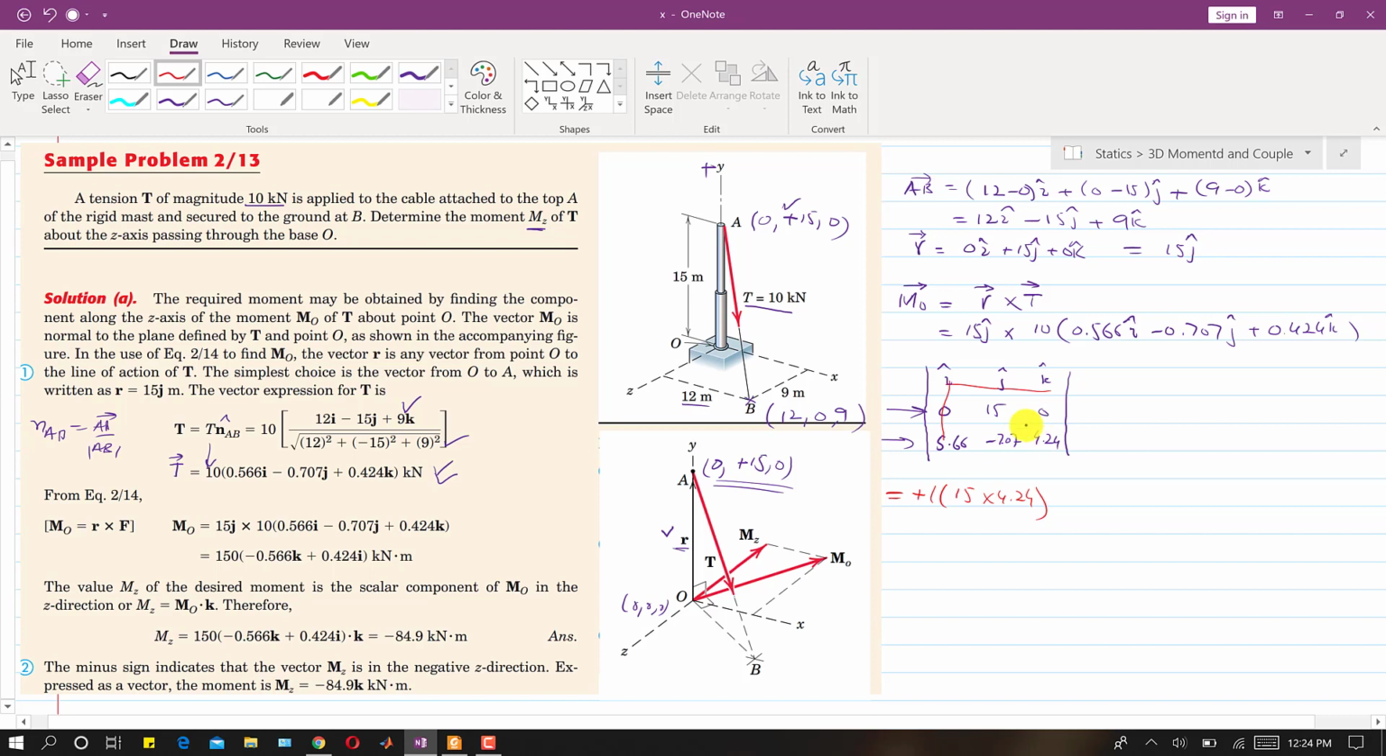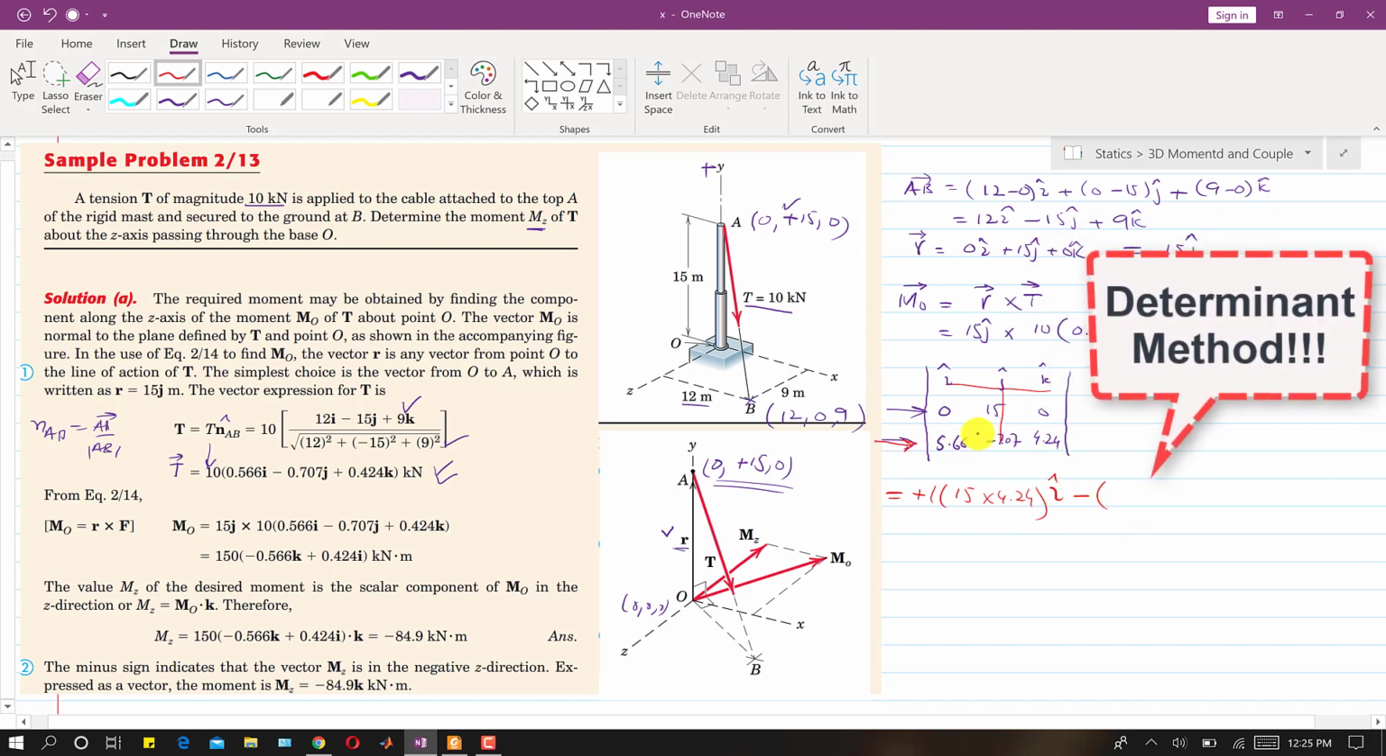minus 0. If I multiply this, it is 0, right? And then I will write i here as well. With j I will write minus 1, and I will hide this, so 0 into 4.24 and 5.66 into 0, so this will be 0j. And then I will hide these elements for k. So this is 0, so we will be left with this, 0 into this and minus this. So I will write minus 5.66 into 15k, right?